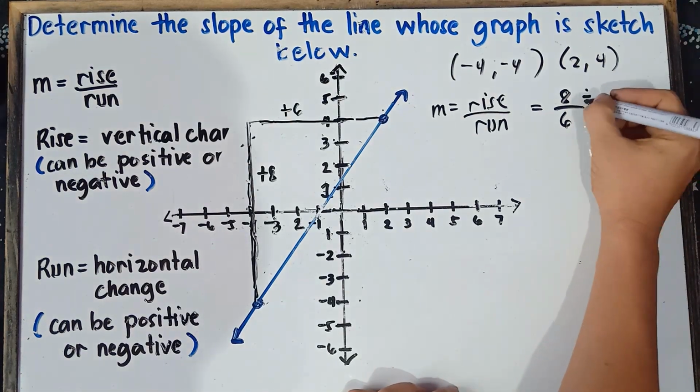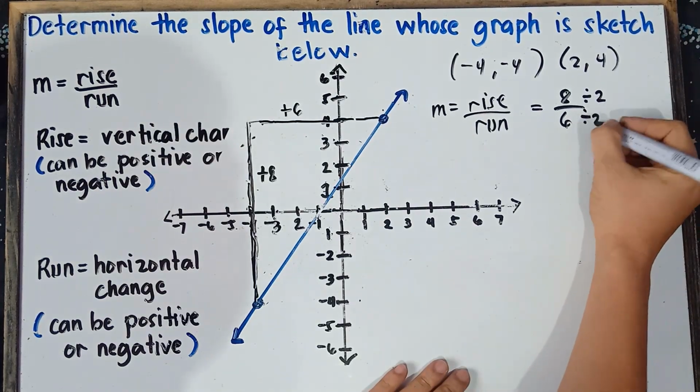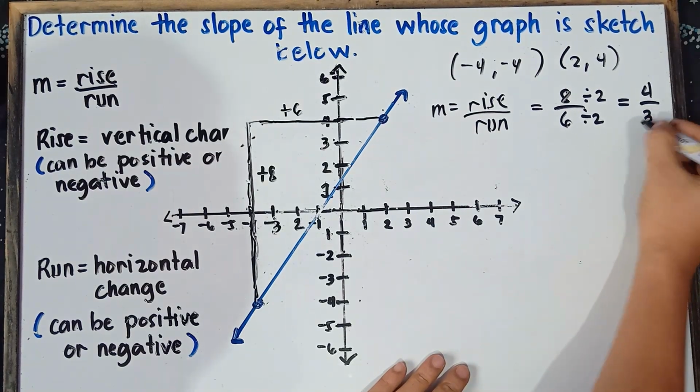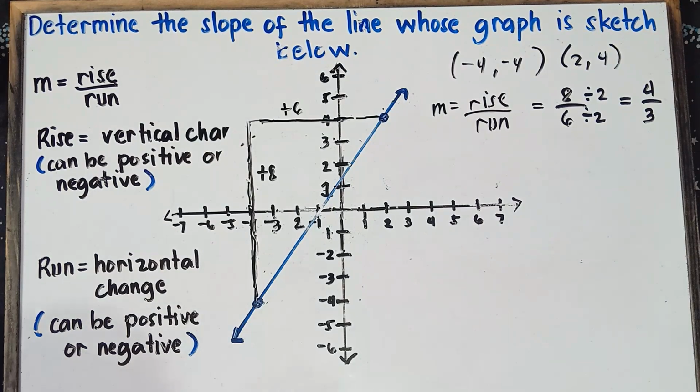We can divide 8 by 2. We can also divide 6 by 2. 8 divided by 2, that would be 4. 6 divided by 2, that would be 3. Therefore, class, the answer is 4 over 3.